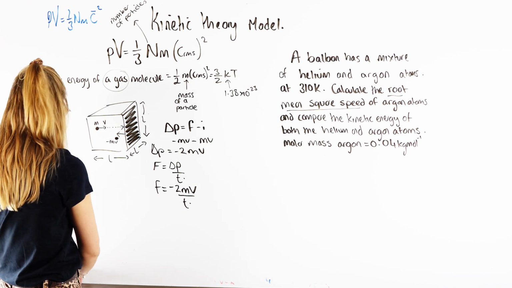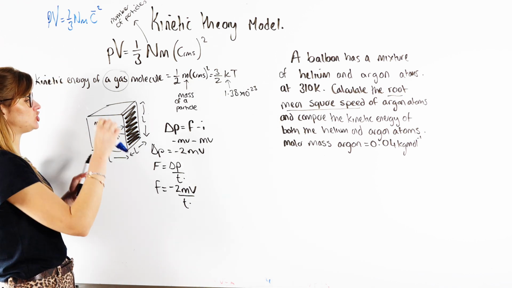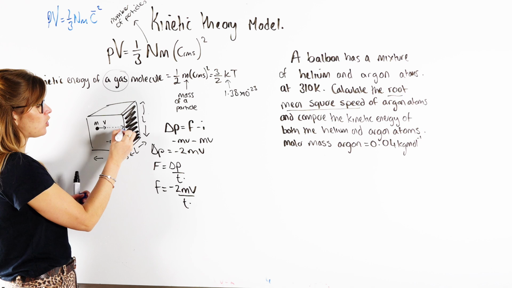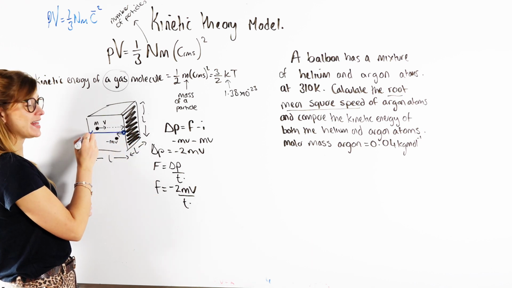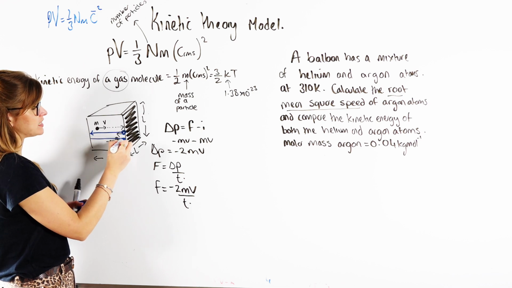So what we're going to imagine now is our particle, let's say it's just hit the wall. So it's hit the wall. What it's going to do is travel the whole way to the other wall. It's going to hit that wall, rebound, and travel the whole way to this wall again.